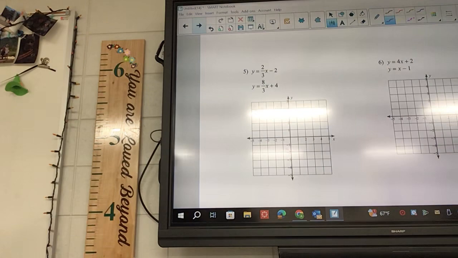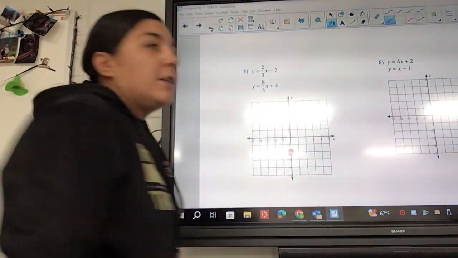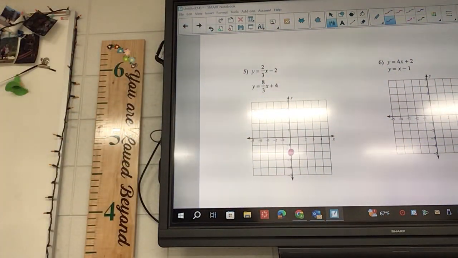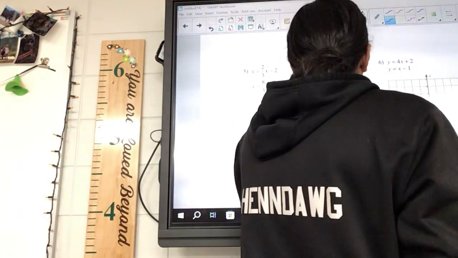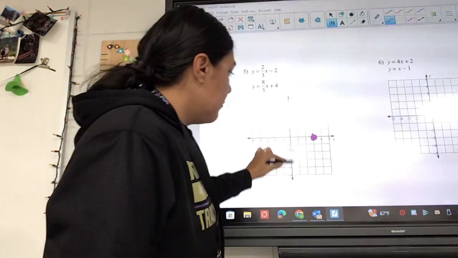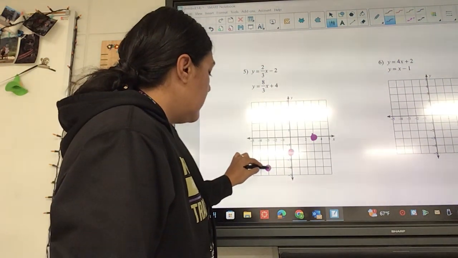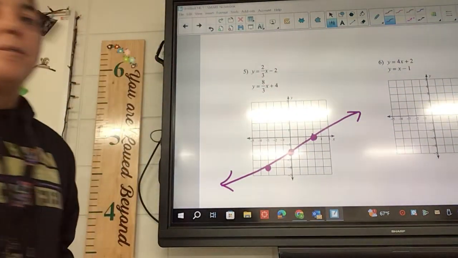Okay, number 5. Where does line 1 start? -2. At -2. And it has a slope of 2 over 3. So we're going to go up 2 over 3. Okay, to the right. Up 2. And we can't go over 3 again. Okay, so you can check the down 2 over 3. Okay, to get that nice straight line there.